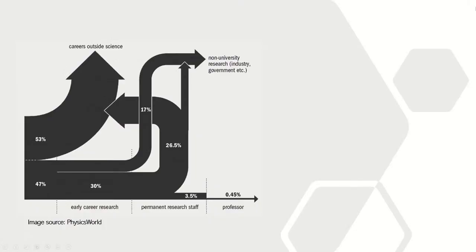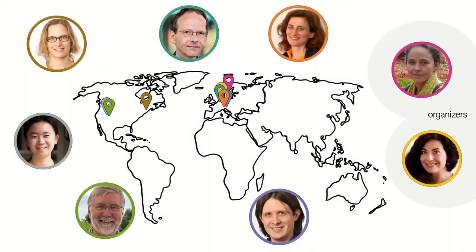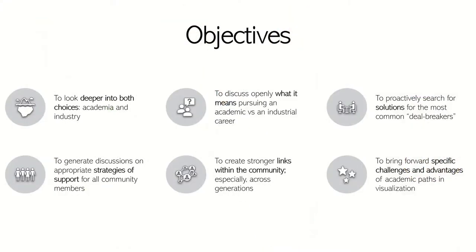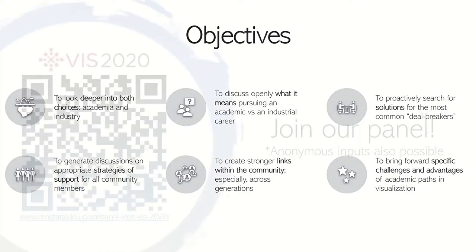How many times have you asked yourself, why should I stay in academia? Junior researchers might ask this more often, but it's a popular topic among all levels of academic seniority. Our six panelists will discuss with you the controversial topic of pursuing an academic path in visualization, targeting an open discussion on the choice of staying or leaving, and keeping the specifics of our community in mind.